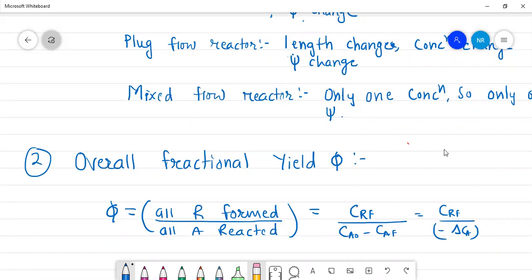Now for the mixed flow reactor, only one concentration is there. So the instantaneous yield is the same as the overall fractional yield for the mixed flow reactor, because in a mixed flow reactor there are no concentration changes and no instantaneous fractional yield changes. It means only one instantaneous yield, that is the final fractional yield.